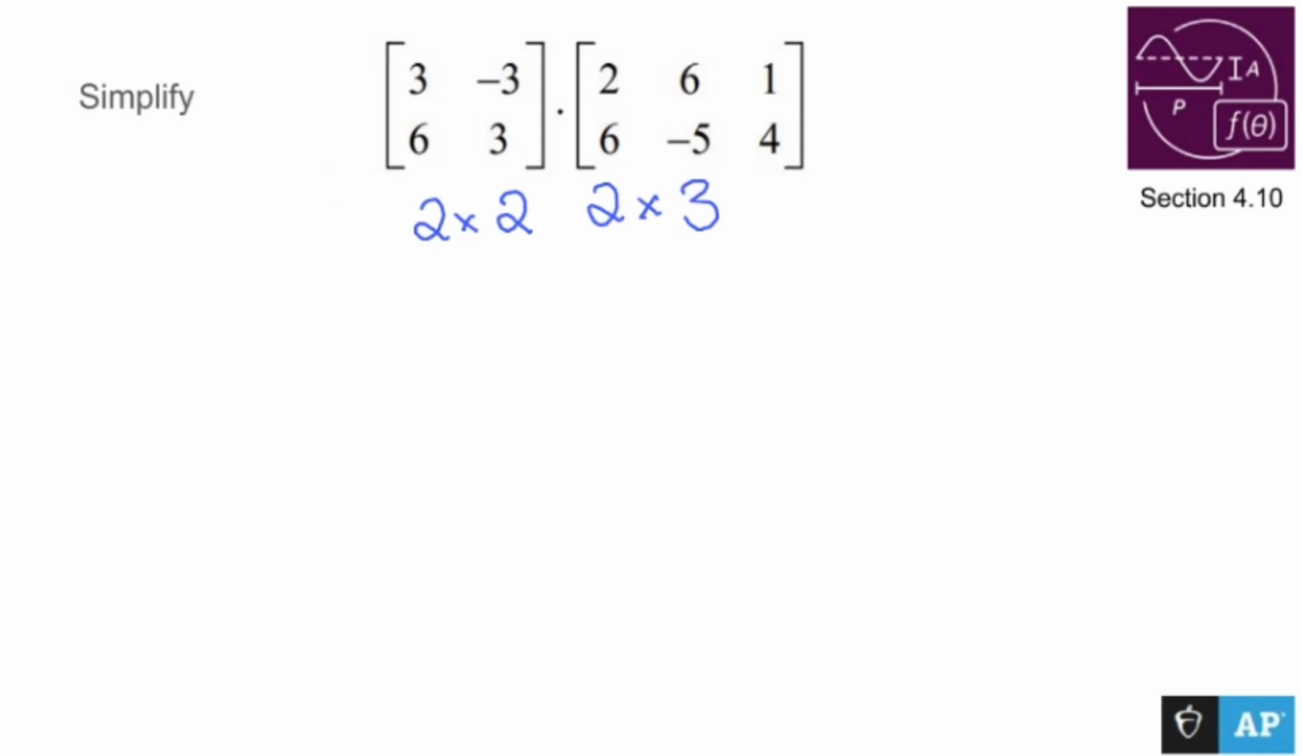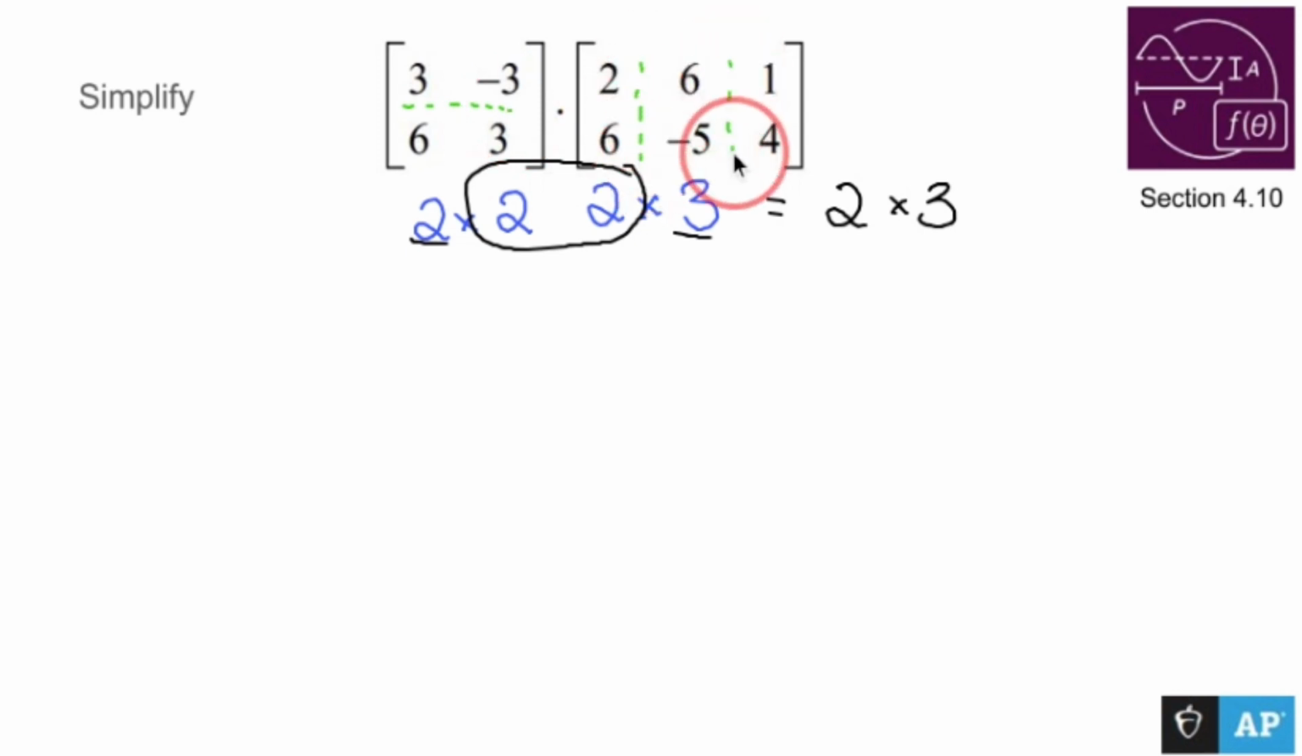In order for you to be able to do it, you have to have the number of columns of the first matrix and the number of rows in the second matrix be the same exact number, and they are. The resultant matrix is going to end up being the outside numbers, a 2 by 3 matrix. So we are able to do this, and this is what we do. Split the first matrix up by rows and the second matrix up by columns.